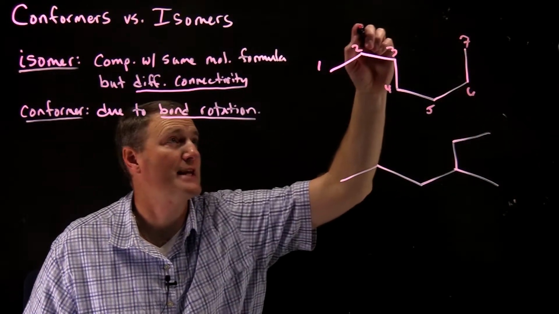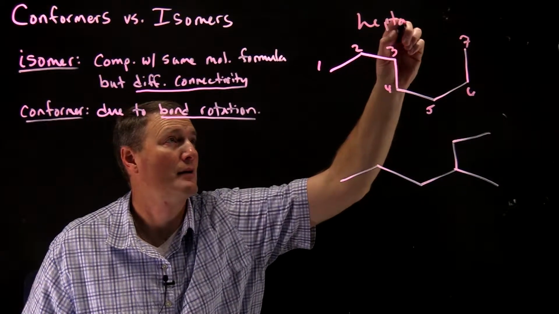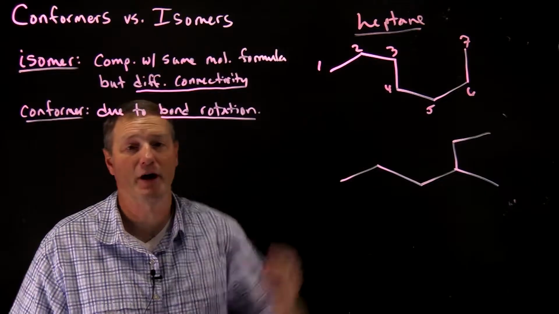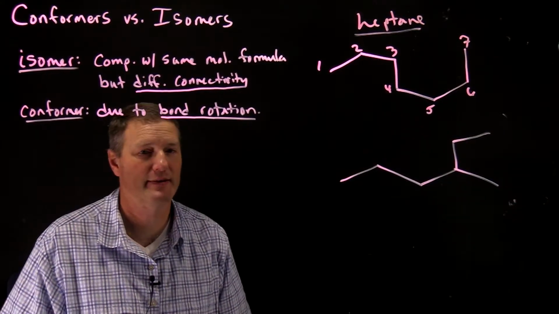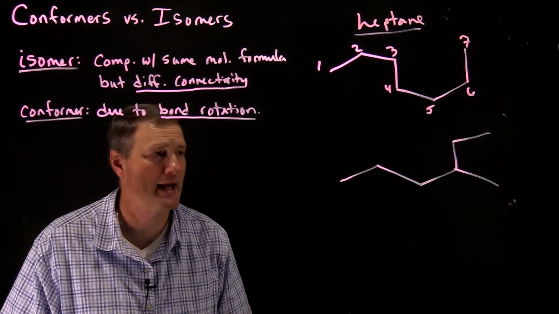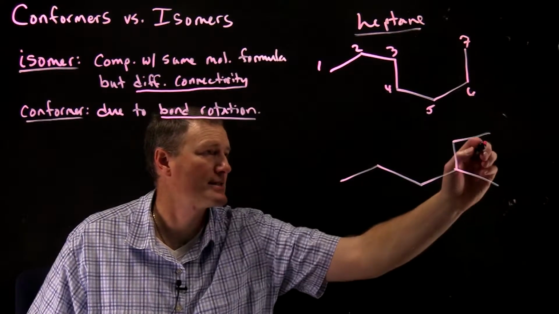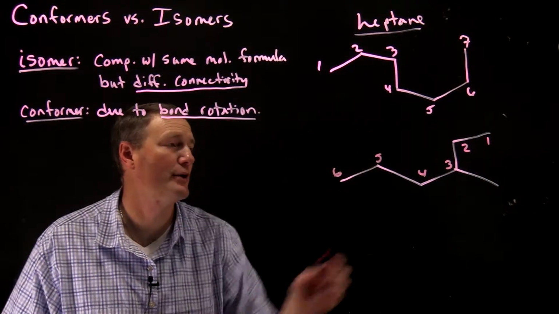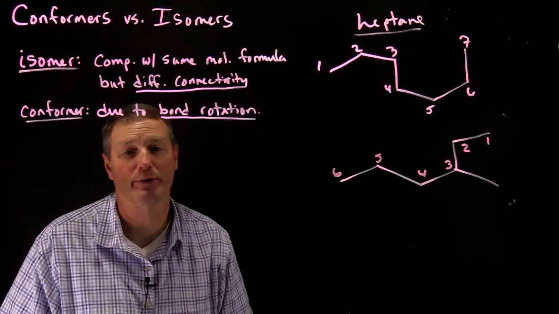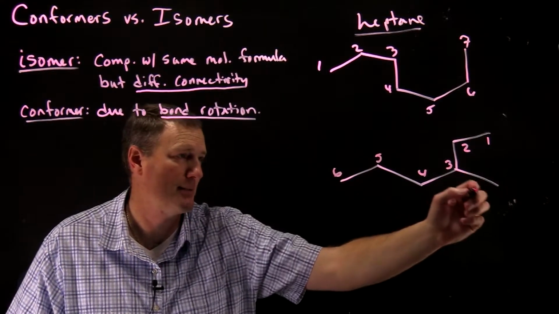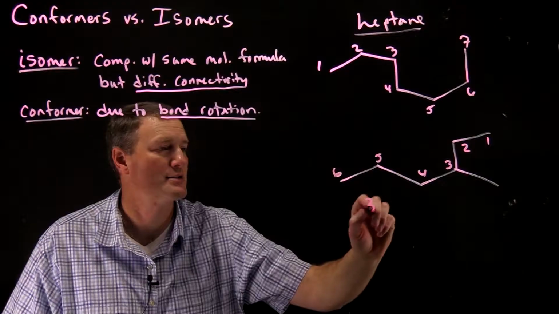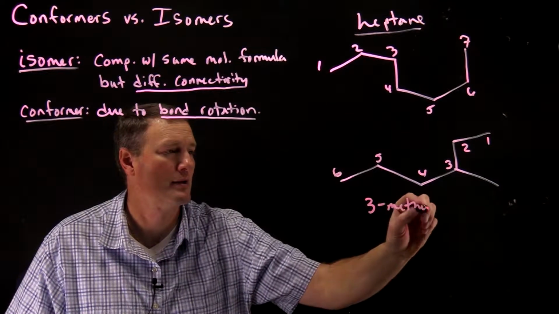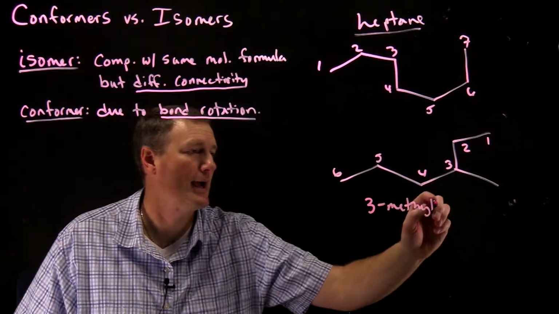Okay, so this is heptane. It's got 7 carbons, no double bonds or triple bonds, anything like that. So this is just normal straight chain heptane. Let's name this compound. Notice our longest continuous carbon chain only has 6 carbons, and has a methyl group coming off carbon 3. So this is 3-methylhexane.